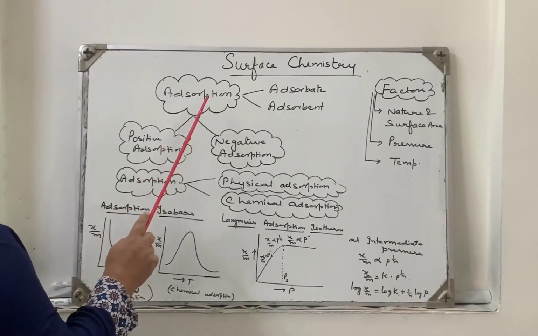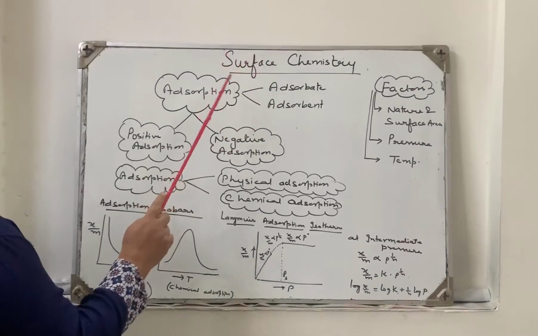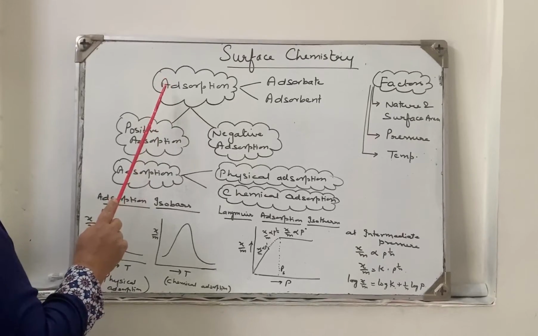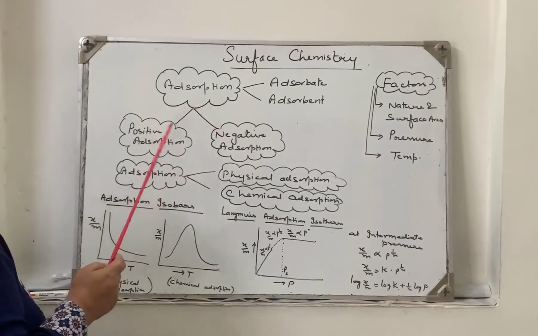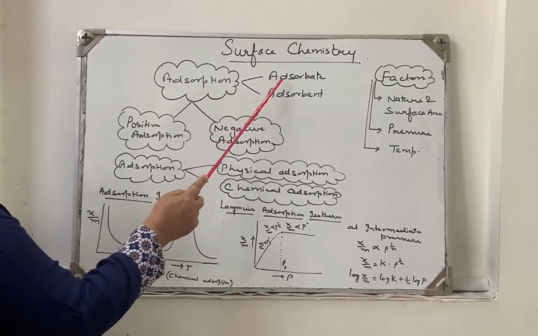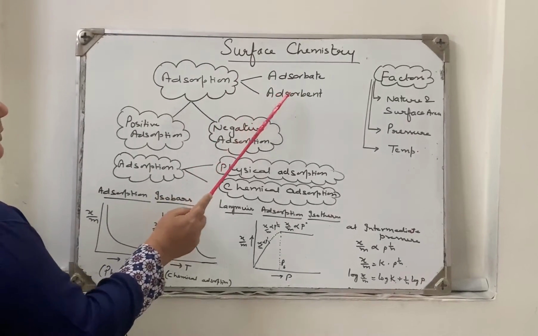This is chapter of +2 surface chemistry. In this chapter we will study about the adsorption. Adsorption, सबसे पहले आपको पता होना चाहिए कि adsorption होता क्या है. Adsorption में हम दो terms use करते हैं. One is adsorbate, another is adsorbent.